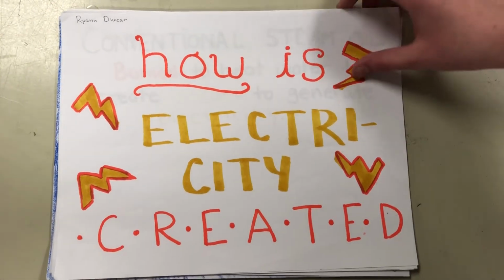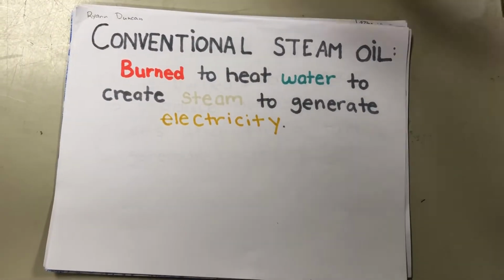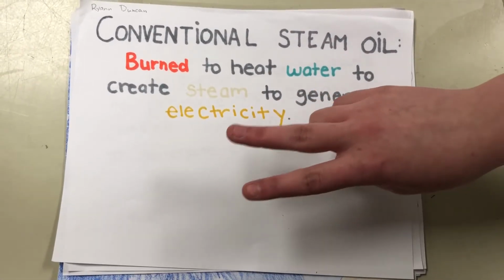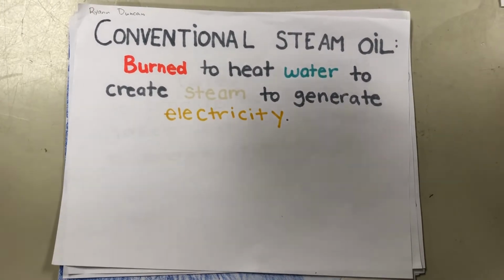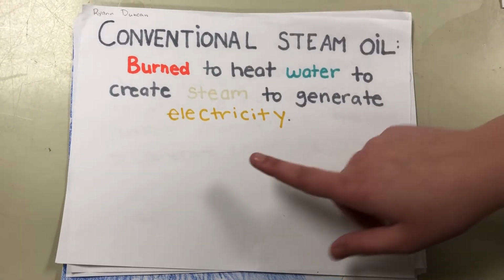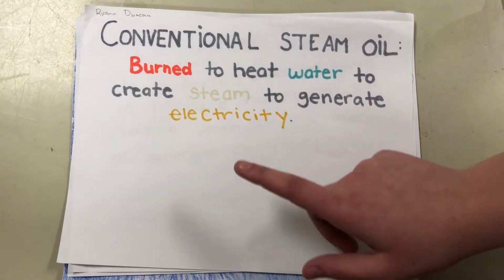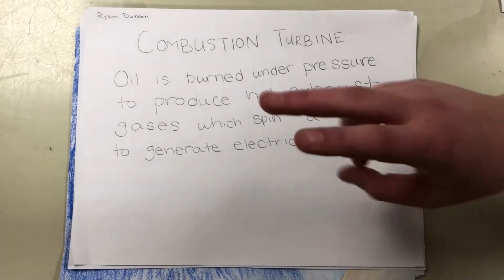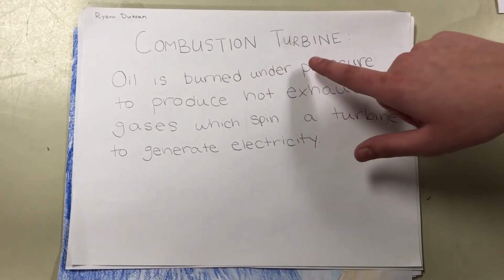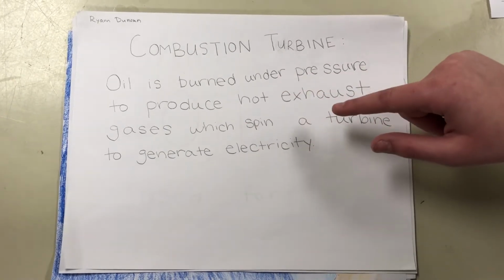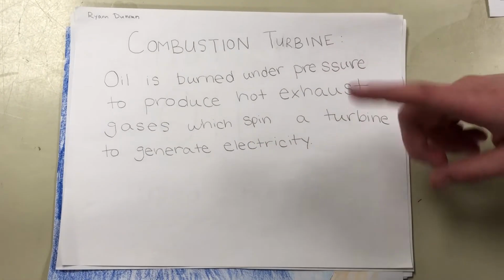How is electricity created? There are two methods of using oil to generate electricity. The first method is conventional steam oil, where oil is burned to heat water to create steam to generate electricity. The second method is a combustion turbine, in which oil is burned under pressure to produce hot exhaust gases, which spin a turbine to generate electricity.